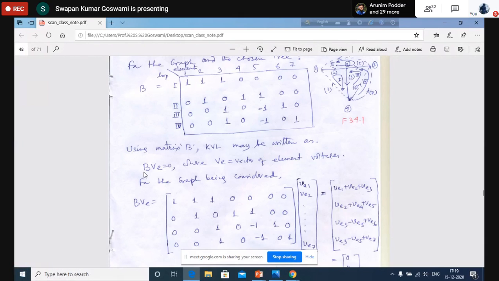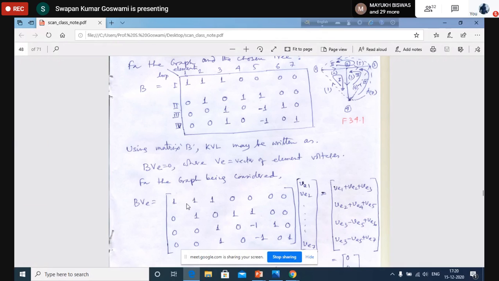So if you multiply the B matrix by the element voltage vector, then what do we get? I have written it is to be 0. Let us see whether it is 0 or not. This is the B matrix, and we multiply it by the element voltage vector. I think it has been reproduced correctly. The rows are 1, 1, 1, 0, 0, 0, 0; then 0, 1, 0, 1, 1, 0, 0; then 0, 0, 1, 0, minus 1, 1, 0; then 0, 0, 1, 0, minus 1, 0, 1. Okay, this is all right. Multiply this by the element voltage vector.